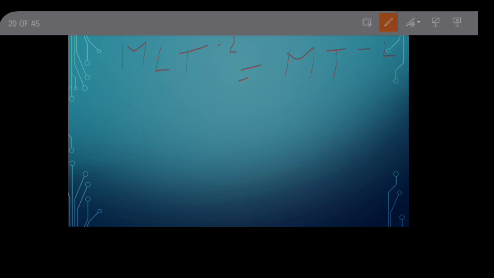Therefore, the equation is dimensionally wrong, since the two sides are not the same. Moving on.